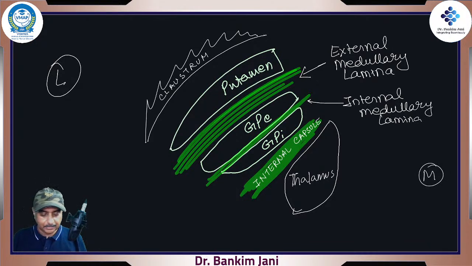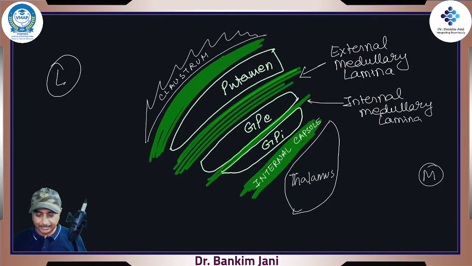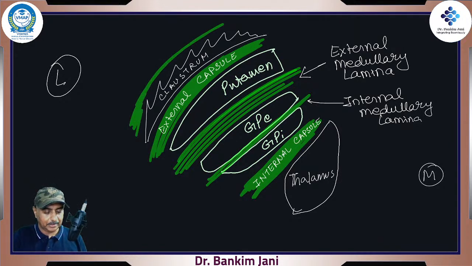So over here, this portion between putamen and the claustrum, if this is internal capsule, then that one would be the external capsule. But then there is one more capsule outside it over here, because that's how it is separated from the cerebral cortex, right? So what name should we give to this? So very nice, this is external capsule.